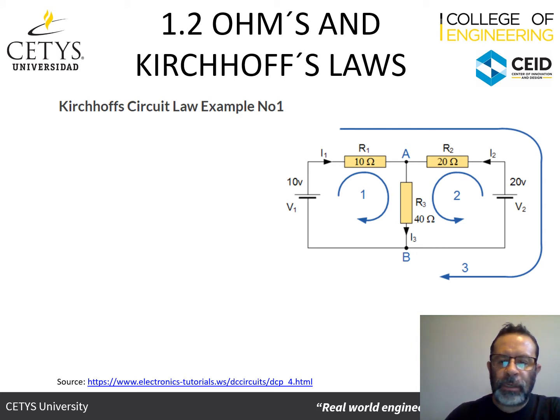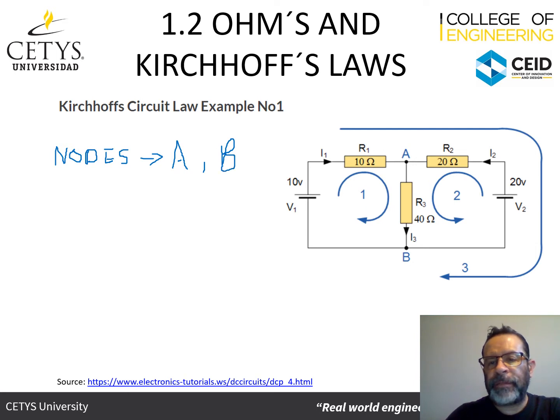Okay, so the circuit has two nodes. The nodes are identified as A and B. So we've got two nodes. There's A right here, and there's B right here. And these two nodes are junctions where current is going to be divided. That's how we define a node.